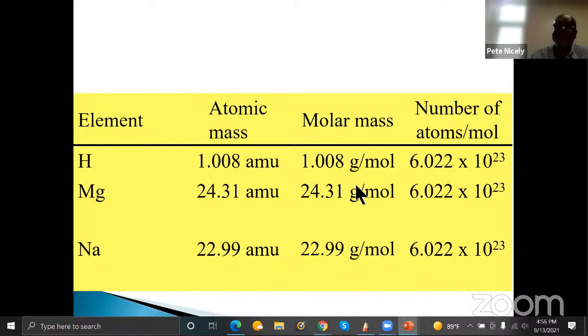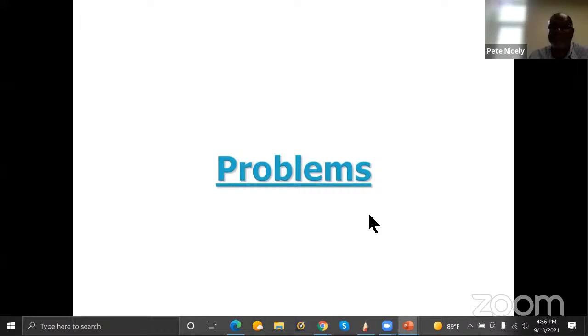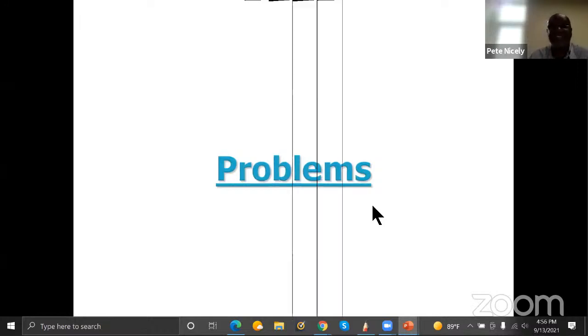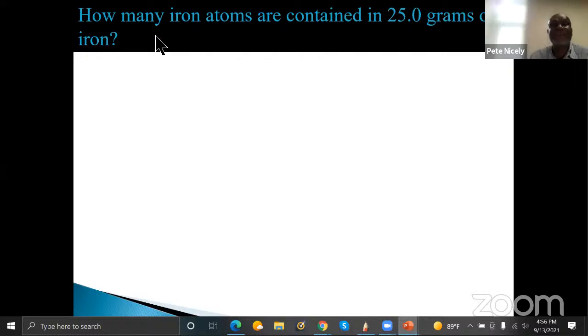The difference, of course, would be their molar masses. The molar masses are different. 1 mole of hydrogen will have a different mass compared to 1 mole of magnesium, which in turn will have a different mass compared to 1 mole of sodium. So that's basically the difference between these elements. Their molar masses will be different, but the number of atoms present per mole will be the same. All right, so let's look at some examples of problems that we can do based on what we have just learned. Let's say you're asked this question: how many iron atoms are contained in 25.0 grams of iron?